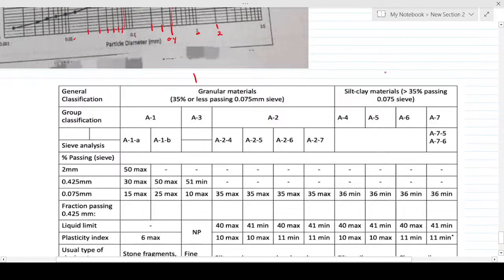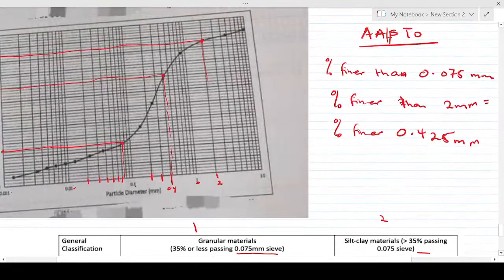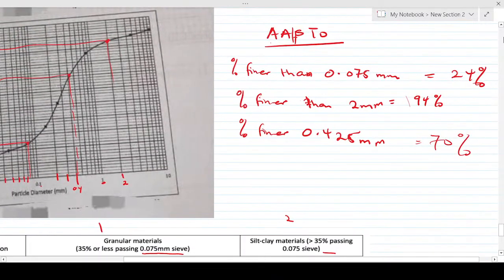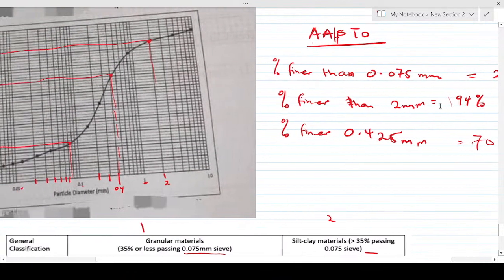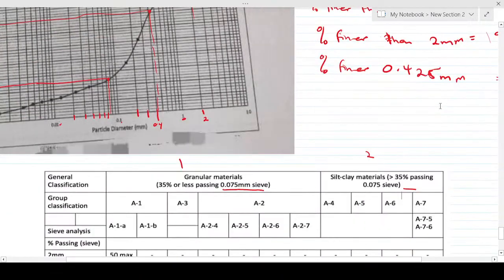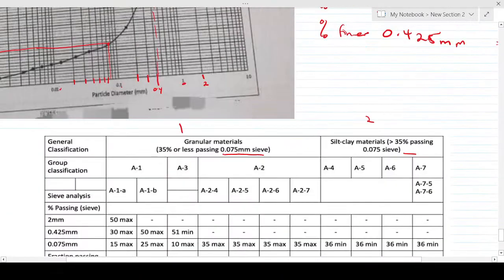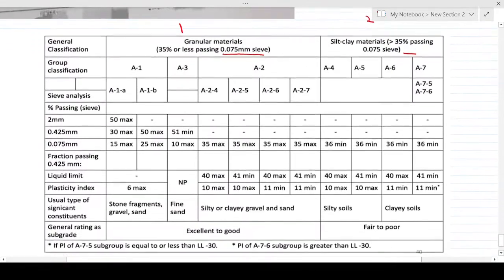You are going to use the first aspect if your percent passing through the 0.075 millimeter sieve is 35% or less. And you are going to this side if the percent passing through the 0.075 sieve is greater than 35%. So you check your 0.075. What value did you get? 24. 24 is less than 35, so meaning that we are going to use 35% or less. So we are going to use the first part of the table.